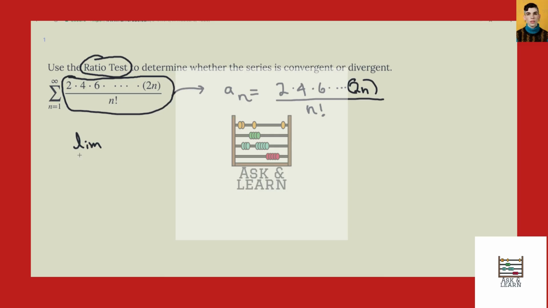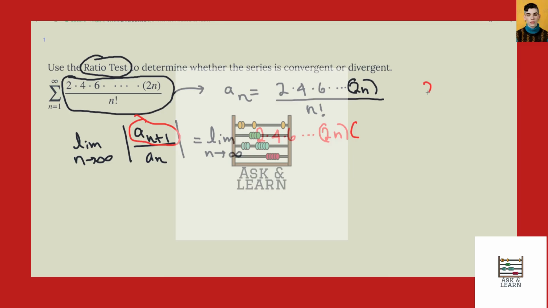So for the ratio test, we look at the limit as n goes to infinity of |a_(n+1) / a_n| in absolute value. And here we can drop the absolute values because a_n and a_(n+1) are positive. So for a_(n+1), let's do this in red, in the numerator we have 2 times 4 times 6 all the way up to 2n. And then the last one, when we increase n by 1, that's 2n plus 2, the very last term. And then in the denominator, we'll have (n+1) factorial because of the plus 1 here.